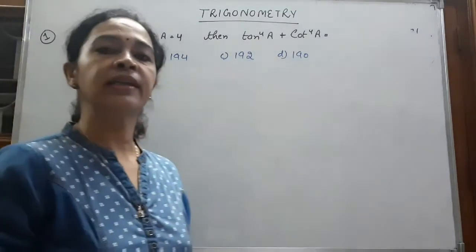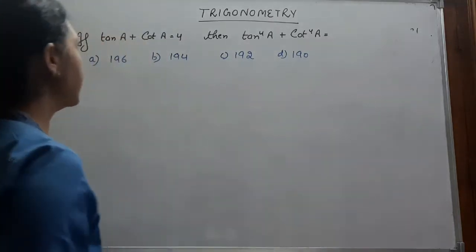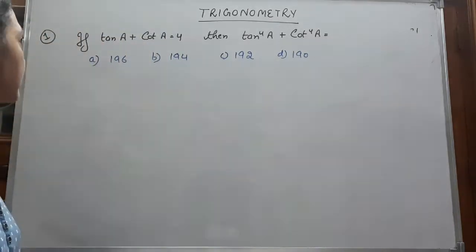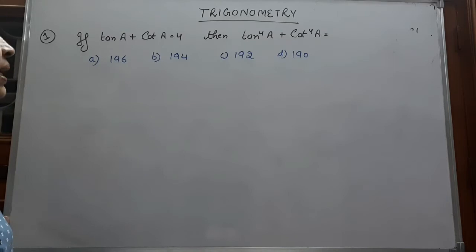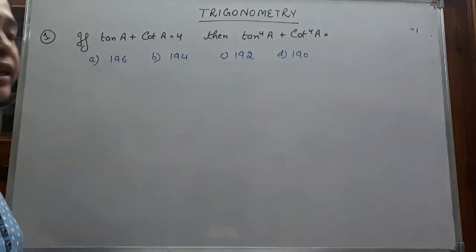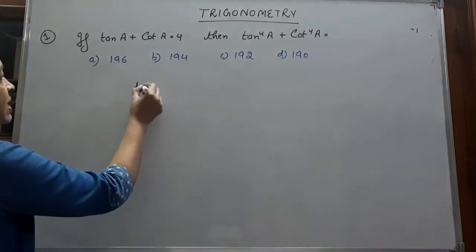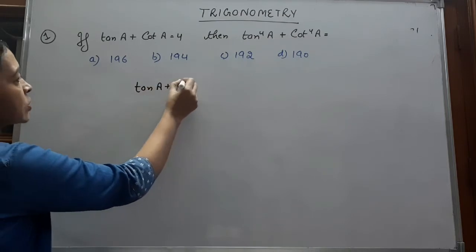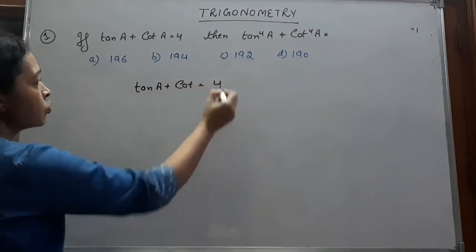Hello students, let's do some more questions on trigonometry. The first one is, if tan A plus cot A equals 4, then tan to the power 4A plus cot to the power 4A is equal to? Options are given. Now what is given? Tan A plus cot A equals 4.